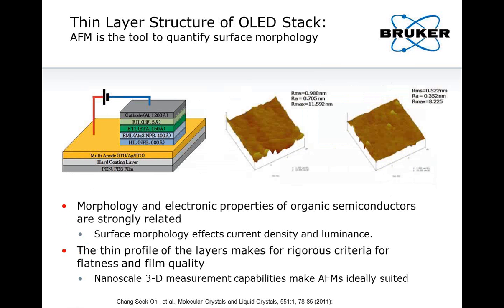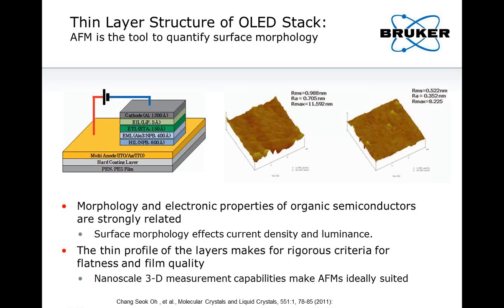Now let's go to an OLED stack. Shown is a typical OLED stack on the left, and the first thing you will see is that the layers are quite thin, in the range of 20, 30 nanometers or so. And that, of course, makes the control of the morphology of these layers so critical, because morphology and the electronic properties are strongly related here. And an example of an AFM measurement of two of these layers is shown on the right here.